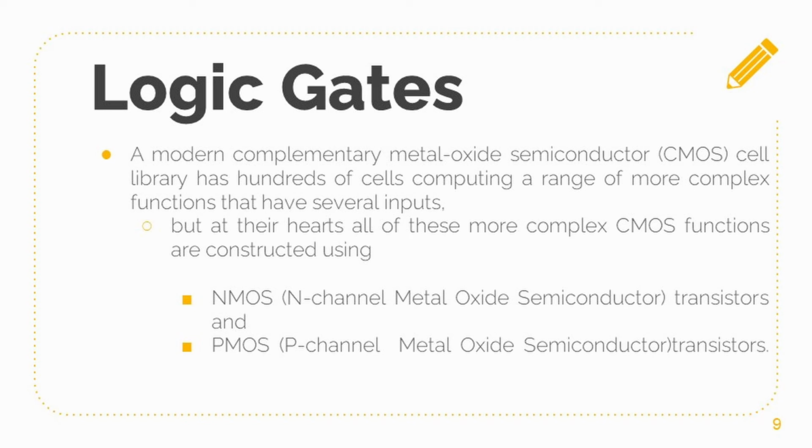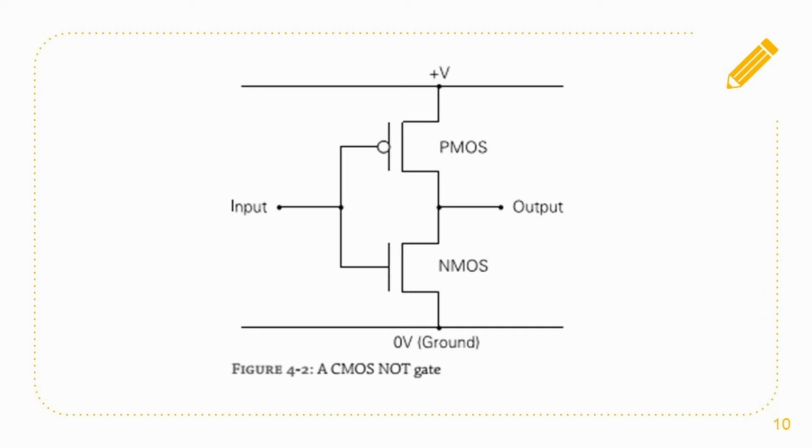In summary, while modern CMOS cell libraries may contain hundreds of cells computing complex functions with multiple inputs at their core, these functions are constructed using the basic principles of NMOS and PMOS transistors working in complementary pairs to implement logic operations. This figure shows a CMOS NOT gate, a fundamental logic gate that produces the complement of its input signal. It consists of both NMOS and PMOS transistors arranged in a specific configuration.